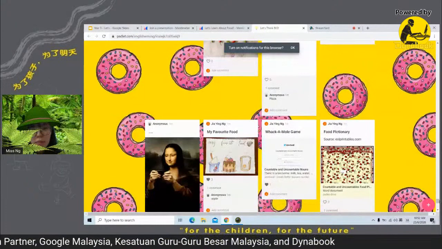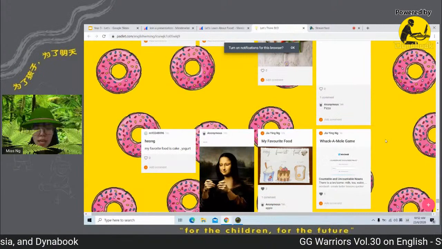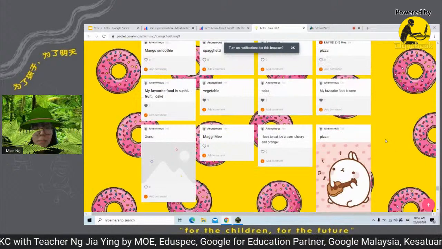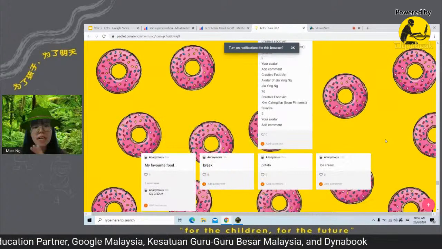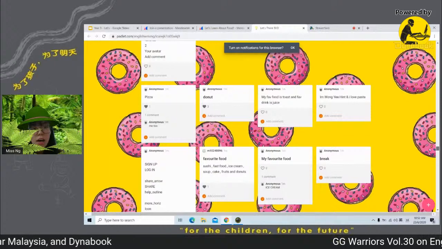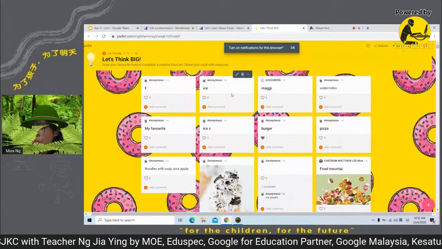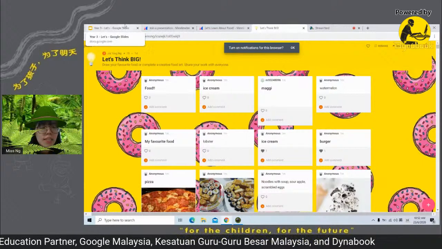Now let's see some of your comments and what you have shared in the Padlet here. Ice cream, yogurt. Good. Donut, cake. I can see Maggie Mee, vegetables. I can see a lot of comments here and there. Thank you so much, everyone. You can continue to add more drawings or your work into this Padlet. Now let's go right into our slides.